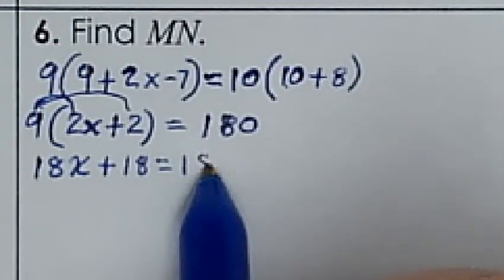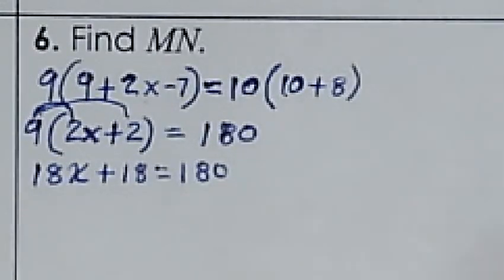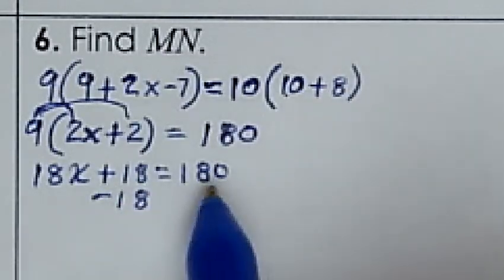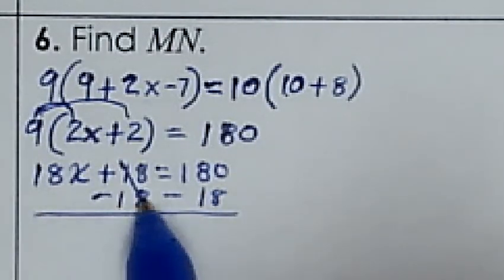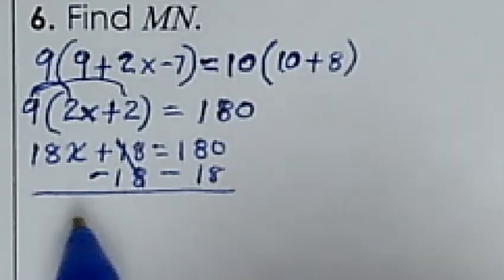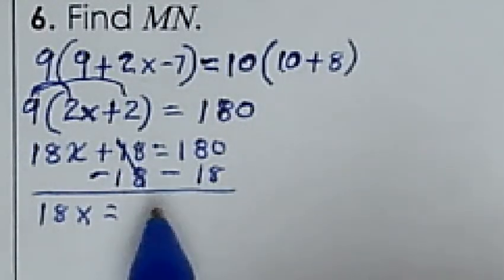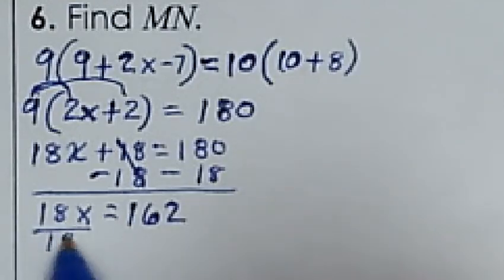I don't mind helping you with equations. So minus the 18 here, minus the 18 here, draw your line, cancels. 18x is going to equal 180 minus 18. Divide by 18. Divide by 18. X equals, you said 9?